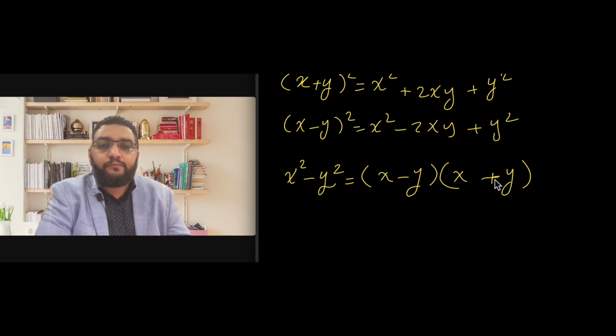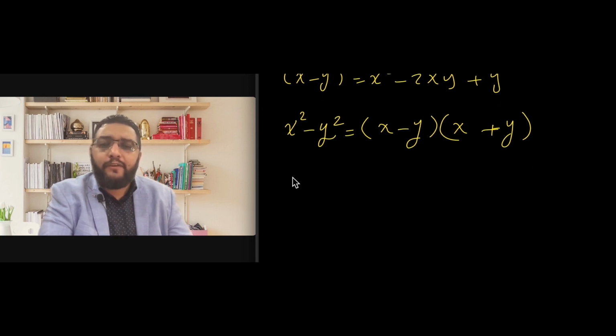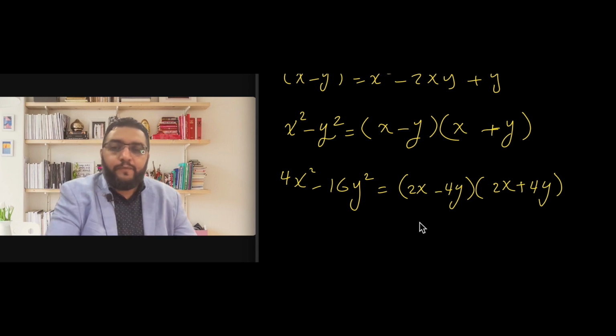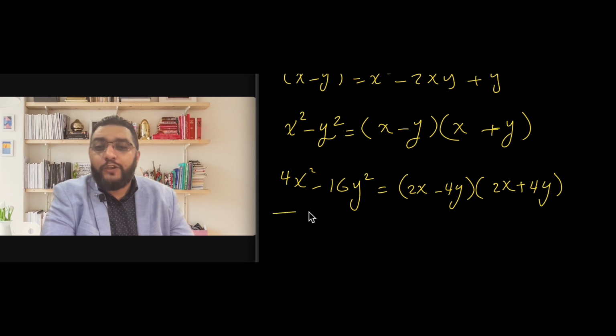positive. For example, if we have 4x squared minus 16y squared, this equals what? Two brackets. Take the square root of the first, it will be 2x and 2x. The square root of the second, it will be 4y and 4y. One of them is positive and the other one is negative. This is negative and this one is positive. This is about the difference between two squares.